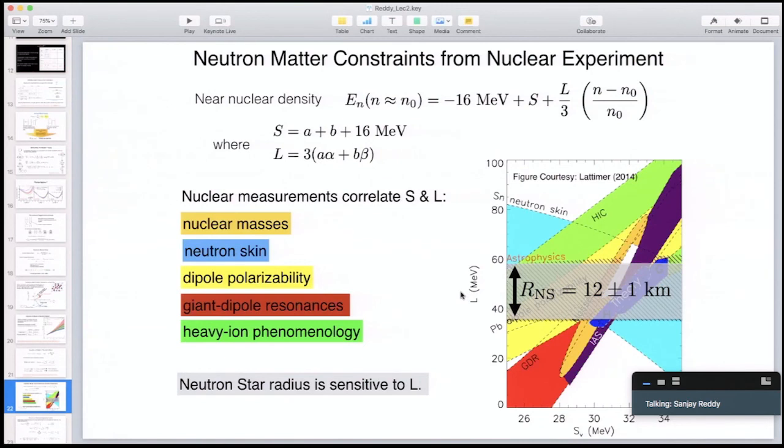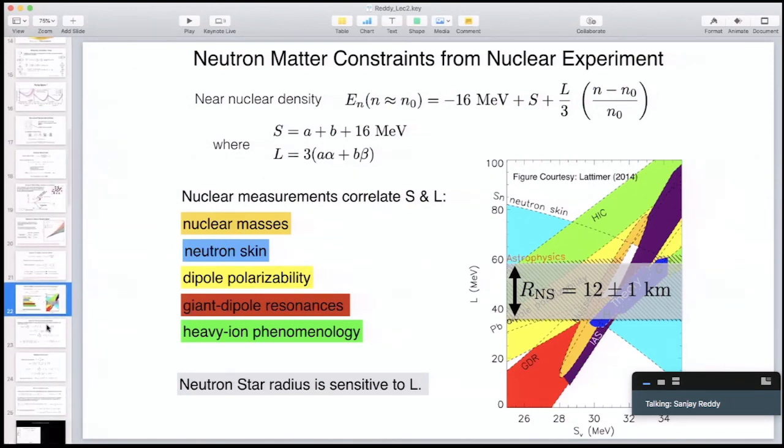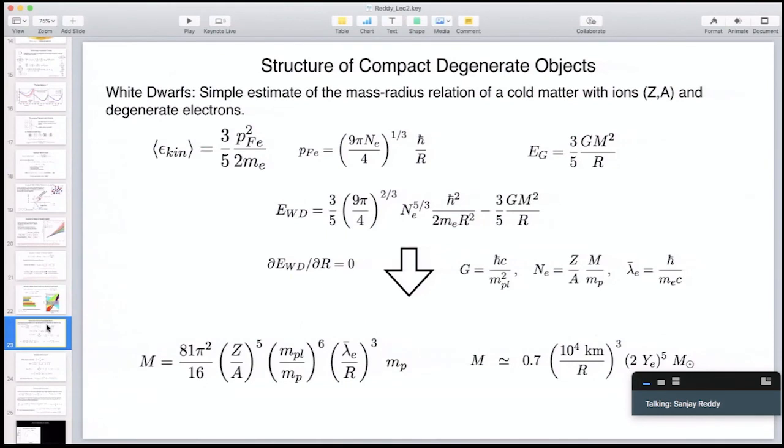So neutron matter calculations are at the moment much more sensitive to properties of dense neutron matter than experiments. And maybe this will change in the future, where experimental information about neutron-rich matter will actually provide us some direct constraints. But for now, we want to use these neutron matter calculations up to twice nuclear density to learn something about neutron stars.